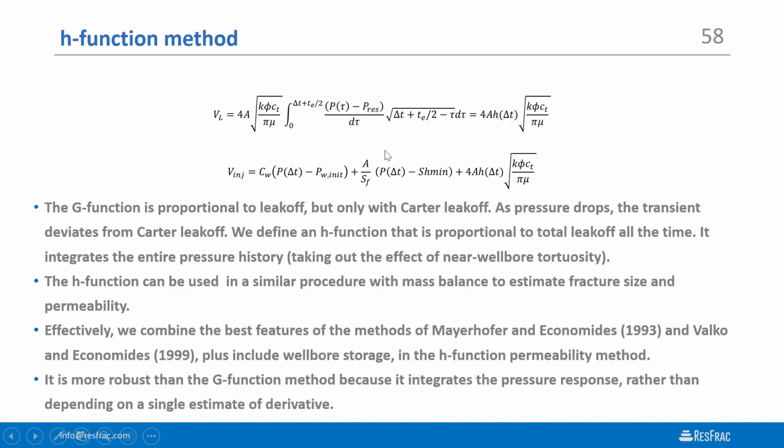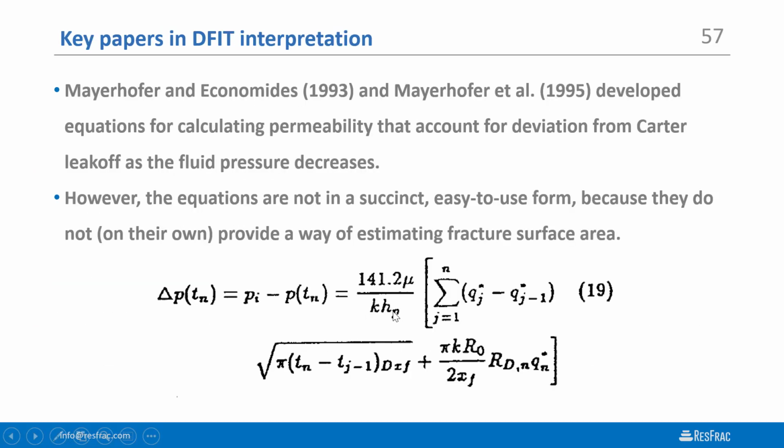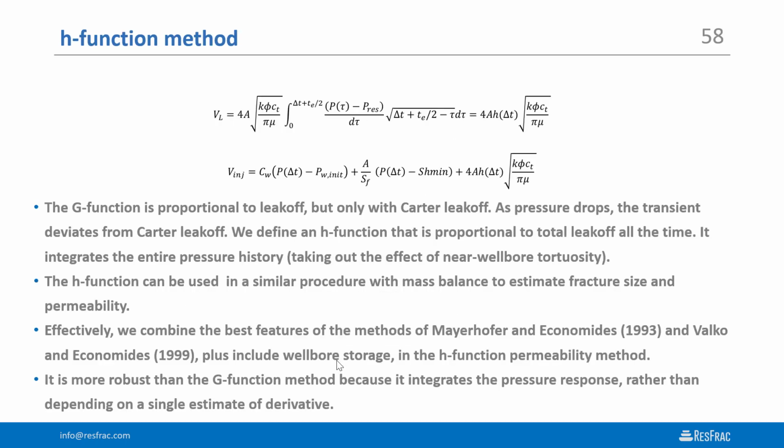One other change we're making is that Valko and Economides did a time convolution integral of a constant rate solution, but that requires you to know the leak-off rate, which you actually do not know. And so they have to approximate the leak-off rate. And so we do it more directly. We do a time convolution integral of a constant pressure solution because we do actually directly measure pressure. So we don't have to do an extra step.